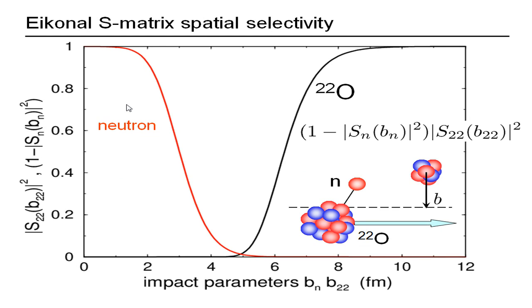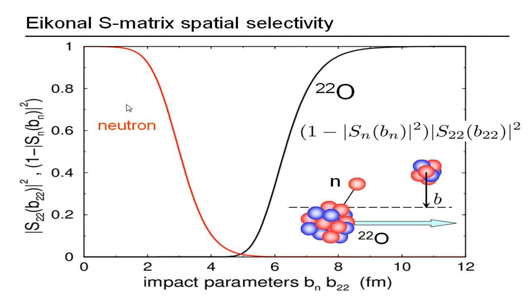But before we do that, this is the object that's responsible for stripping a neutron out of oxygen-23. Let's remind ourselves: this is the absorption probability for a neutron as a function of its impact parameter. This is the transmission probability, the survival probability for the mass 22 residual nucleus as a function of its impact parameter. And this is what they look like as a function of impact parameter.